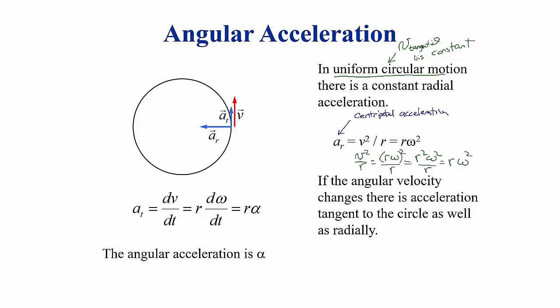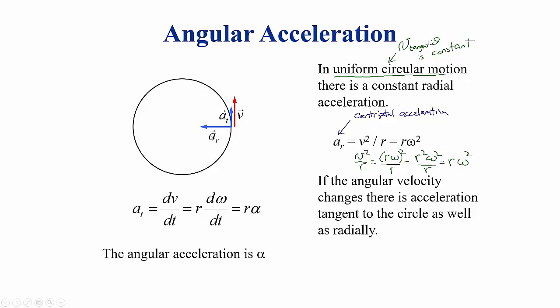So if the speed is changing, if r is staying the same, then omega is changing. And so if we have non-uniform circular motion, the speed is changing, but that also means the angular velocity is changing. And so for non-uniform circular motion, there will be a component to the acceleration tangent to the circle, as well as a radial component to the acceleration.